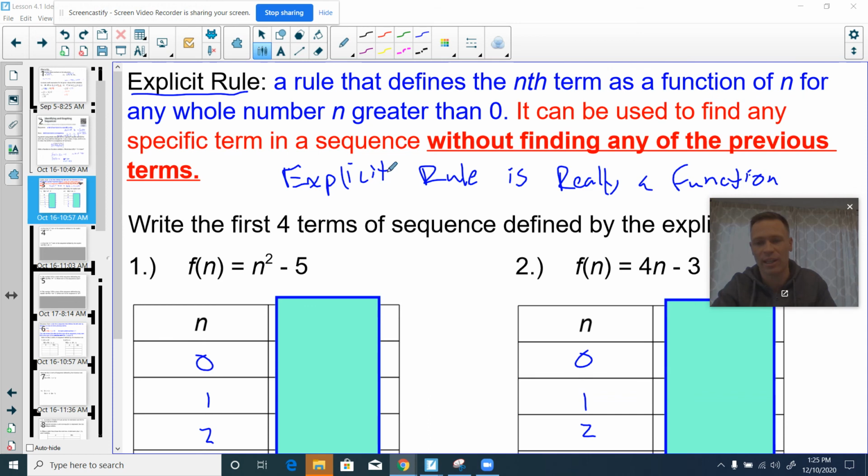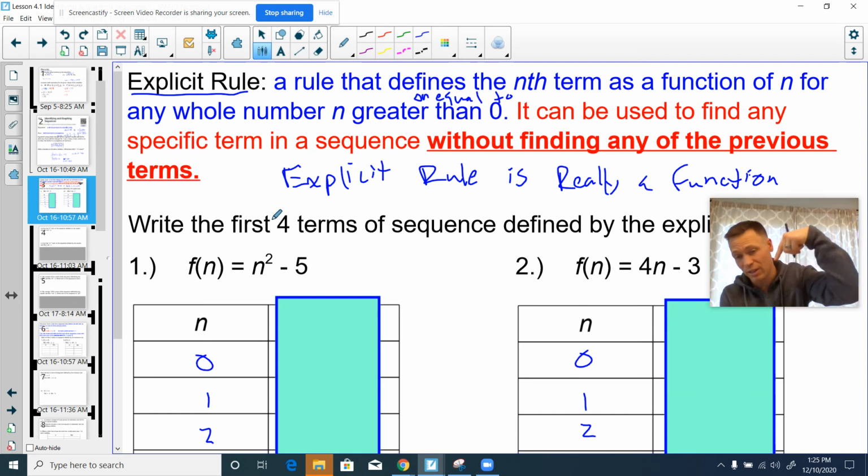So let me just read what this says, and I want you to really understand that an explicit rule is really a function. An explicit rule is a rule that defines the nth term as a function of n for any whole number n greater than 0. This really should say greater than or equal to. It can be used to find any specific term in a sequence without finding the previous one, which means I can find f of 25 because I can substitute 25 into that function or explicit rule and get my value.